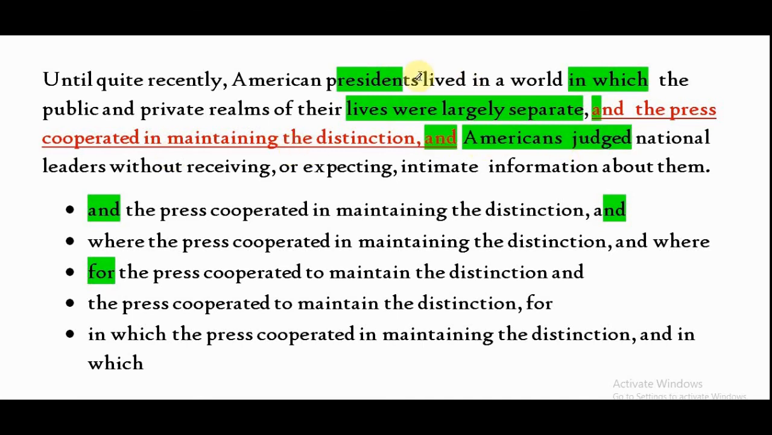President lived in a world in which public and private were largely separate, press cooperated maintaining distinction, and American judged the world where they lived. And that's why option E is the best option. In which, and in which, three entities. So option E is the best option.